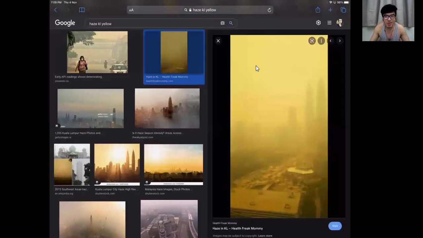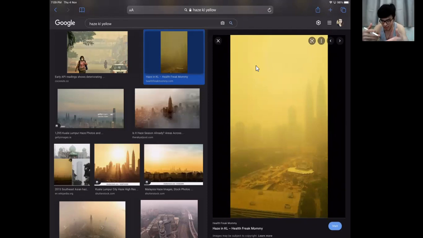I still remember there was a time, it was so serious that school had to stop because the API reading was around 200 something. It is at the level of unhealthy, so school had to stop. So around evening, you see, the sky looks like this. Why? Because there's more dust in the air. Haze is dust. When Indonesia burns forests, you have dust in the air. So when there's more dust, there's more scattering.